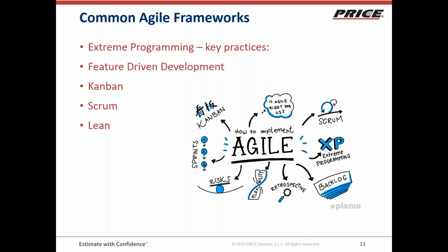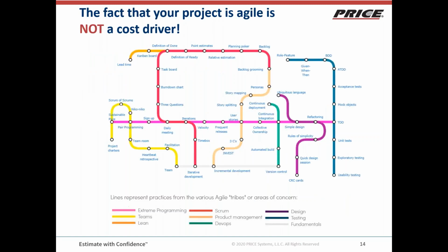But just looking at this slide, you understand that just because somebody says they're Agile isn't telling you enough about what they're doing and how they're doing it. And this slide also brings that point home. This is my favorite subway slide. This just shows the different kind of practices that happen for the different kinds of Agile frameworks. It just brings home the point that, once again, the fact that your project is Agile is not necessarily a cost driver, because there's a lot more you need to know than we're Agile.